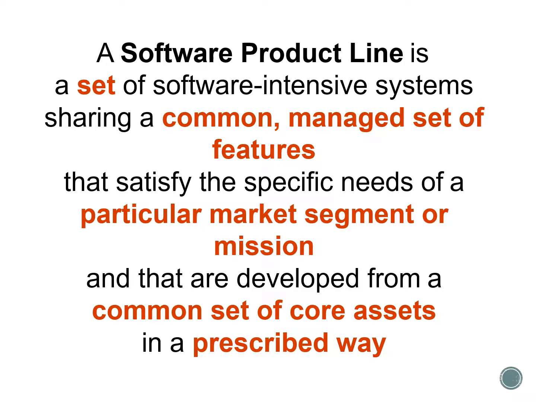So, in simple terms, a software product line is a set of software-intensive systems sharing a common managed set of features that satisfy the specific needs of a particular market segment or mission, and that are developed from a common set of core assets in a prescribed way. Yet again, someone hired a lawyer to do this.